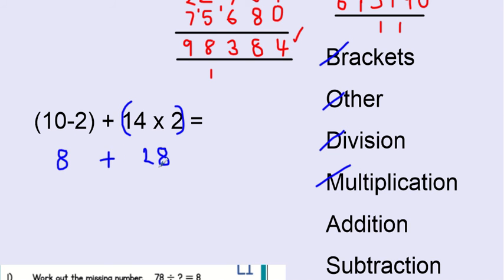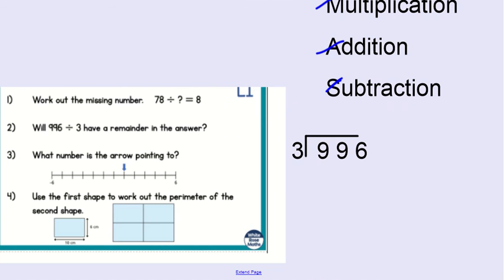8 add 28 equals, well done everybody, 36. Okay, now do I have any subtraction to do? No, so I have my answer then, 36. Okay, if you didn't use BODMAS, you will need to pause the video now, write it out so you don't forget for the next time you have a question like this. Have a little go yourself and then come back when you're ready for our flashback.